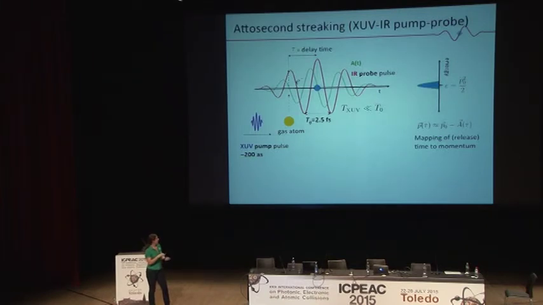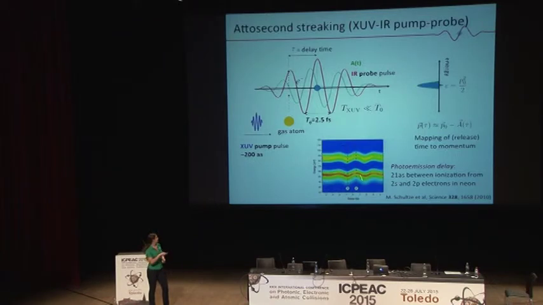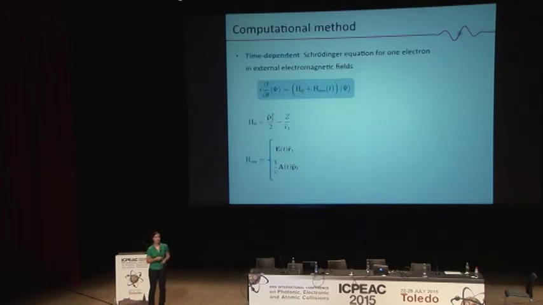So really, if you now look at such a streaking spectrogram, which is the spectrum as a function of delay between the IR field and the XUV pulse, then from that we can retrieve time delays. This is the pioneering experiment for photoionization in atomic systems, where in 2010, a delay of 21 attoseconds between ionization from 2s and 2p electrons in neon was measured, which triggered a lot of theoretical investigation, and in the meanwhile also more experiments. I want to mention that this is still, both in theory and experiment, very challenging, but we have gained a very good understanding up to now. So what I'm going to present is theoretical results.